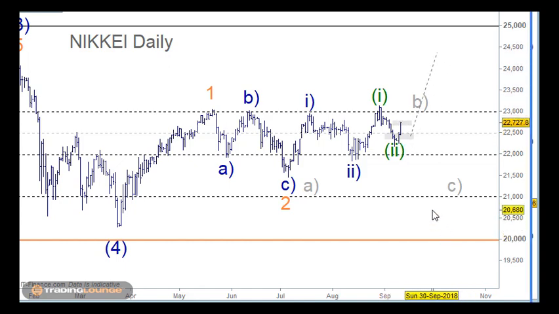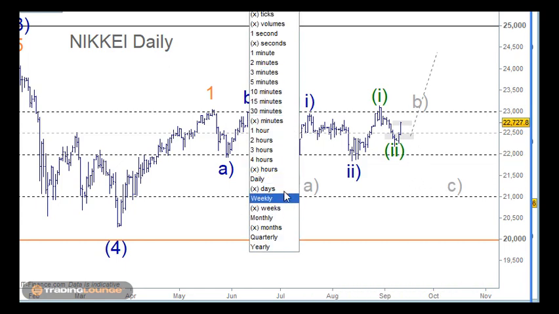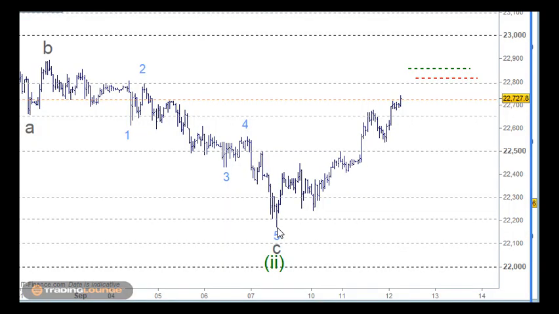So let's go in and have a look at that. Just before we go, really until we make a new high here, we're still subject to further downside on all of this. But let's go to the hourly chart and pick up that.